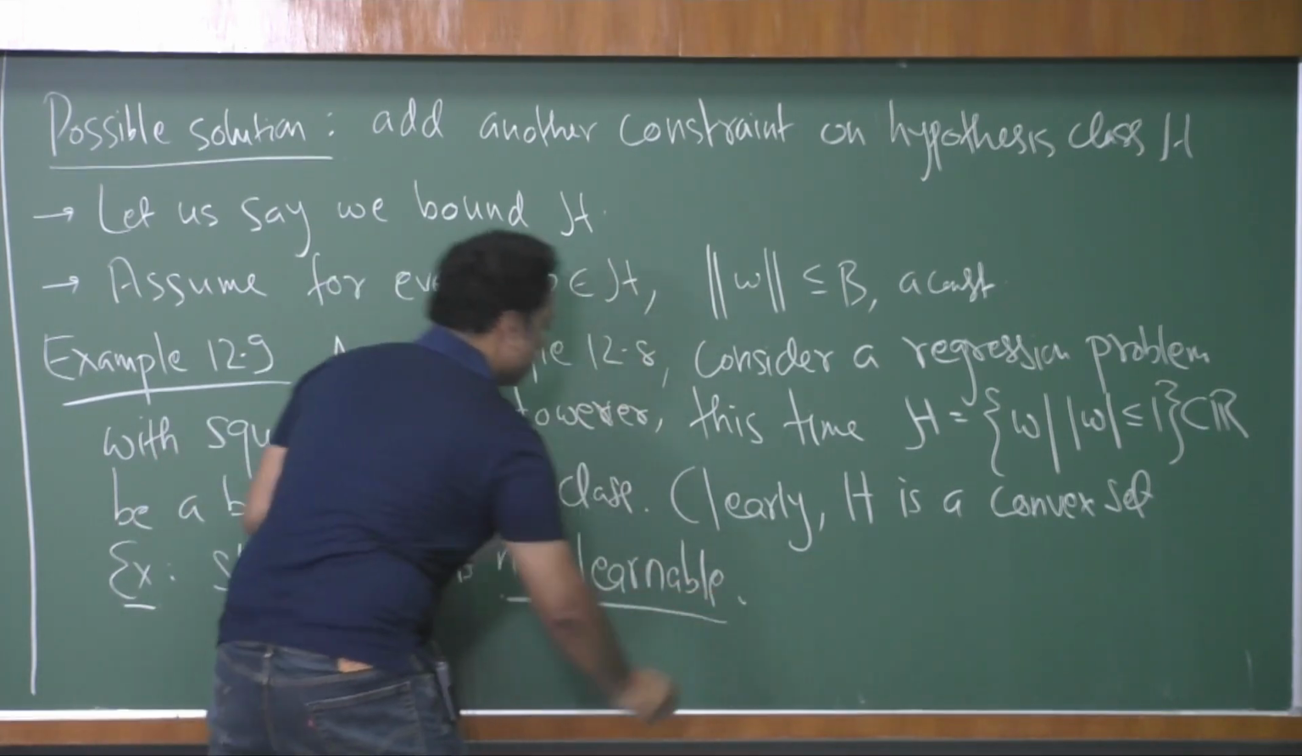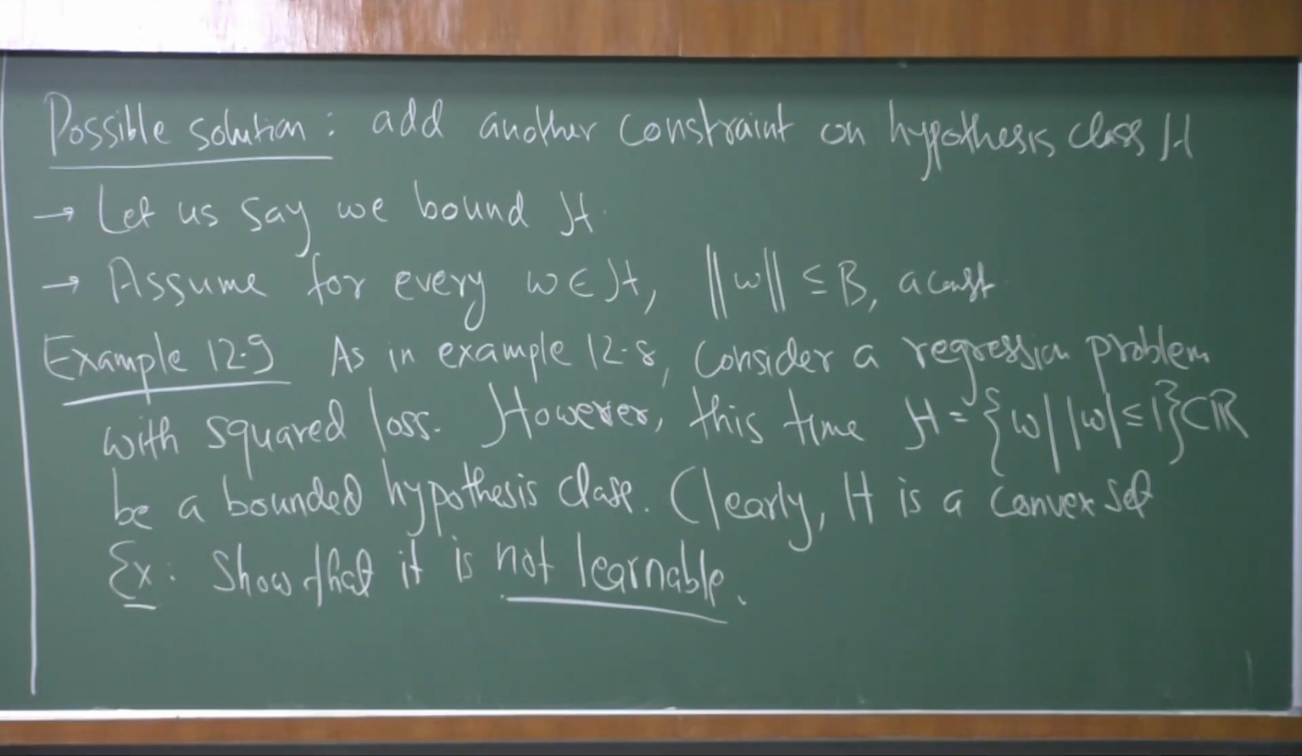Okay, so even with this boundedness constraint, it's not learnable. So clearly we need a little bit more than this. So what else can we have apart from this? Then we move to some other class. Obviously, we are trying to build on this.